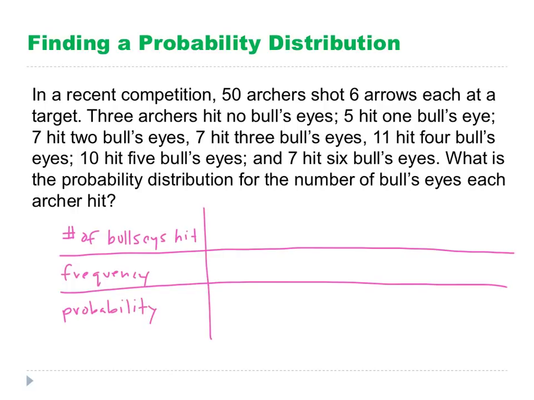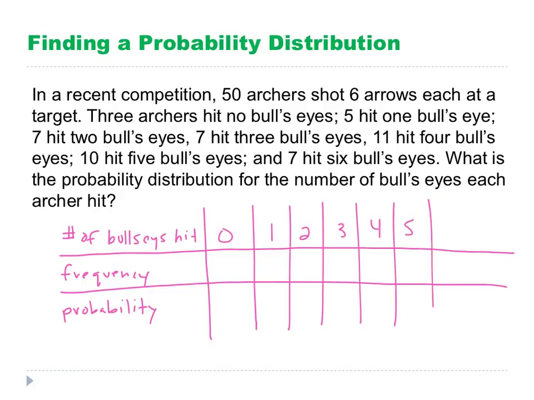Okay, here. So, number of bullseyes. Well, they had anywhere between 0 and 6 bullseyes. So, 0, 1, 2, 3, 4, 5, and 6. All right, now for frequencies, we've got to go back to our information there and find out. All right, so 3 archers, it tells us, hit no bullseyes. All right, so 3 hit 0. 5 hit 1 bullseye. All right, so there's 5.